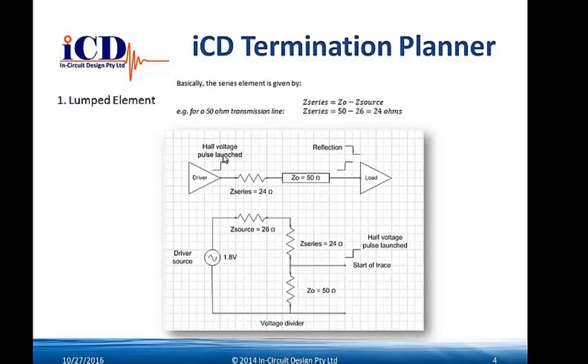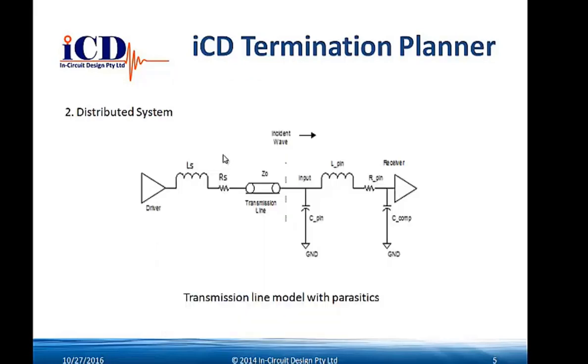So our source impedance and series terminator basically have to equal 50 ohms, which is the impedance of the transmission line in this case. So half the voltage is launched in the transmission line. When it gets to the load at the receiver end, because it's a high input impedance, half of it's reflected straight back, so we get a nice full voltage swing waveform. And that's a simplistic approach.